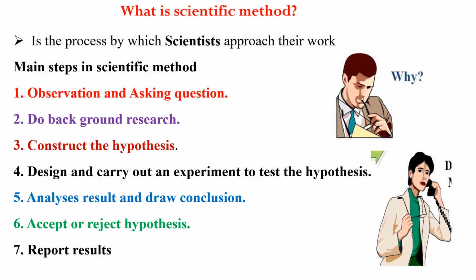Scientific methods. What are scientific methods? As you remember from class and from previous grade 11 studies, the scientific method is the process by which scientists approach their work. There are many steps in the scientific method. The first one is observation and asking questions.